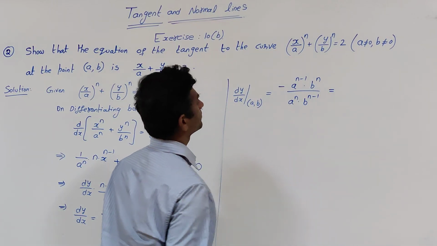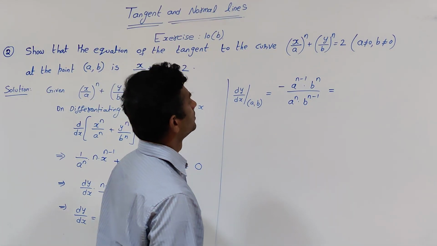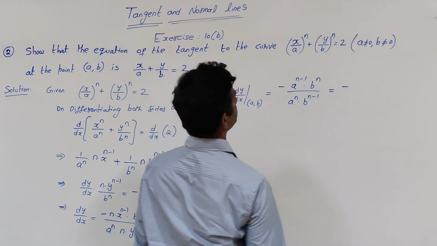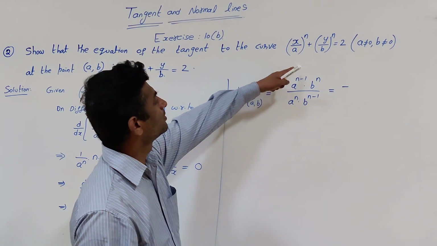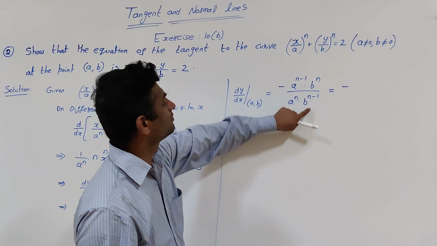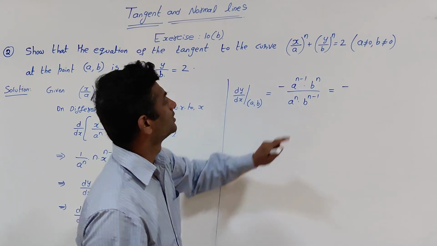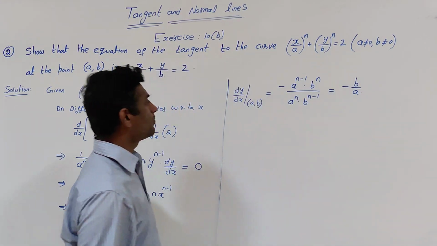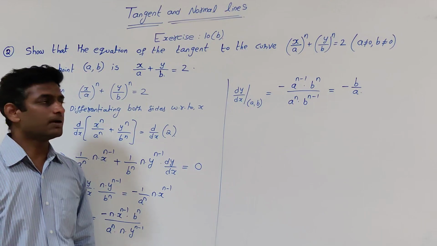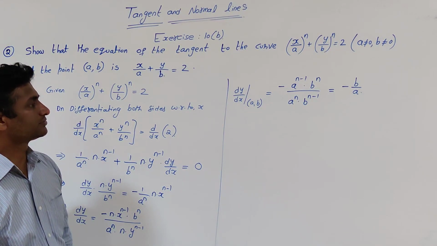Which gives what? Minus a to the power of n, a to the power of n. Take it to the numerator, it will be a to the power of minus 1, and here it will be b to the power of minus 1. So it will be minus b by a. So the slope of the curve at (a, b) is minus b by a.